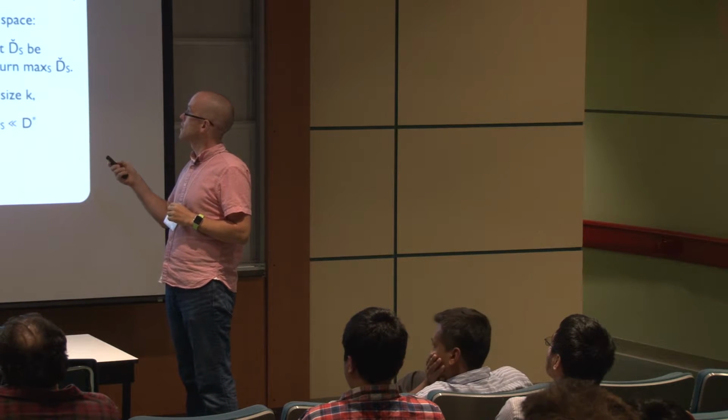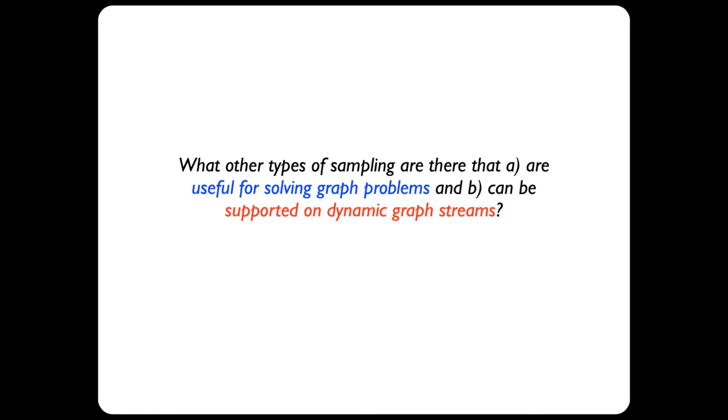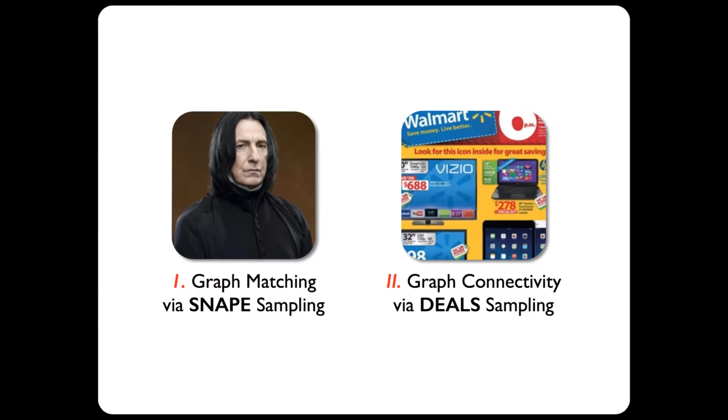Okay, so that was a very simple type of uniform sampling, and I showed you how it solved result number 1, densest subgraph. So the general theme of the talk is, what other types of graph sampling are there that are A, useful in the context of solving graph problems, and B, can be supported on dynamic graph streams? And I'm going to present 2.